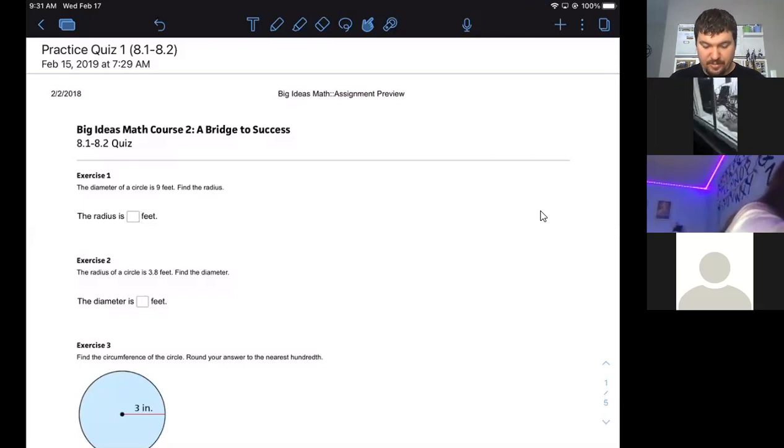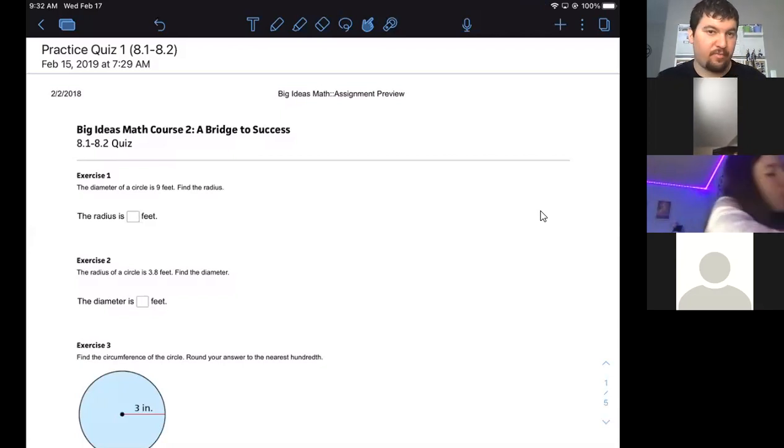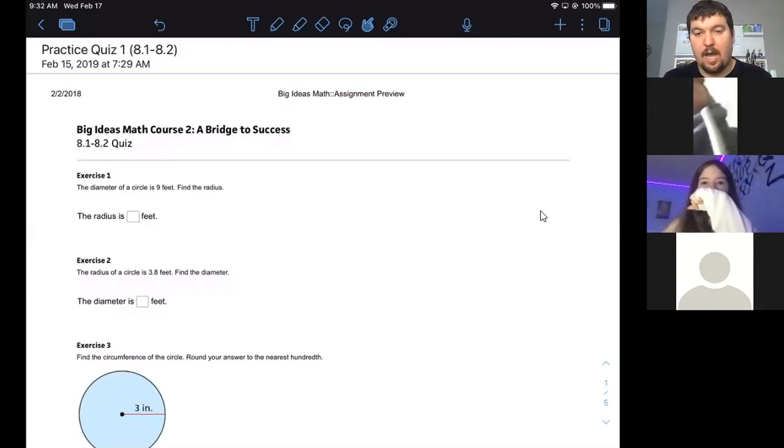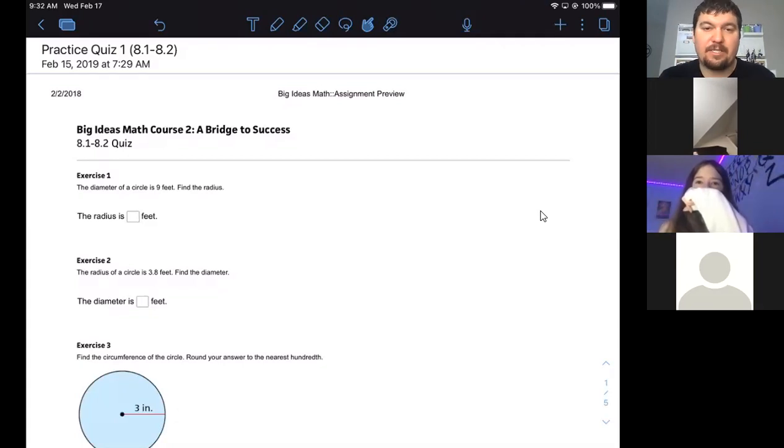So 10 questions. The section 8.1 and 8.2, I know we went out of order. We did 8.1 and then 8.3 first. That was circumference and area first. Then we did 8.2 and 8.4, which was perimeter of composite shapes and then area of composite shapes. This practice quiz is going over 8.1 and 8.2.